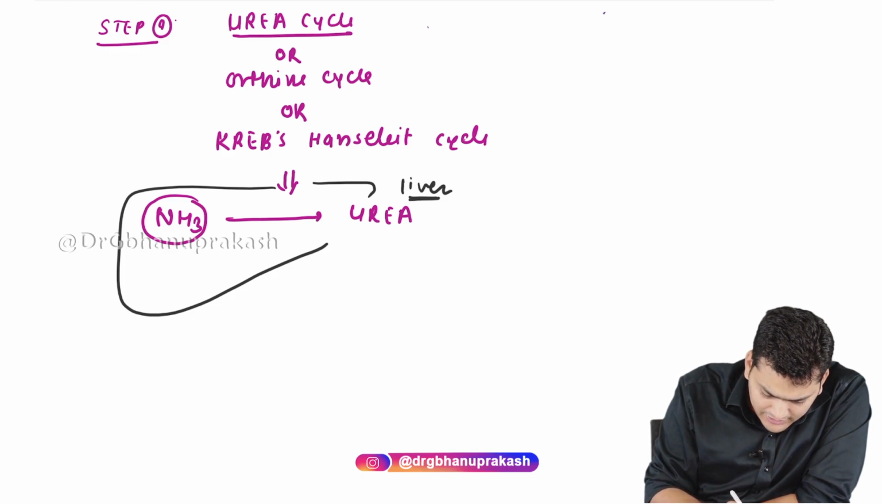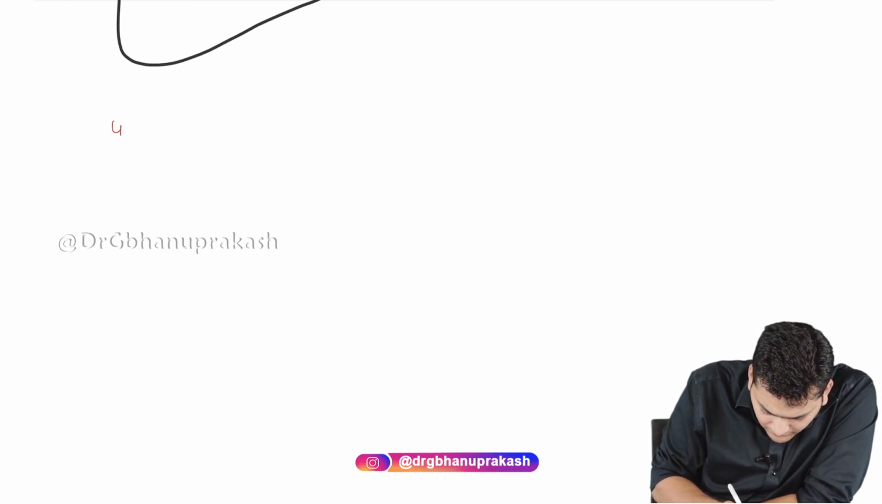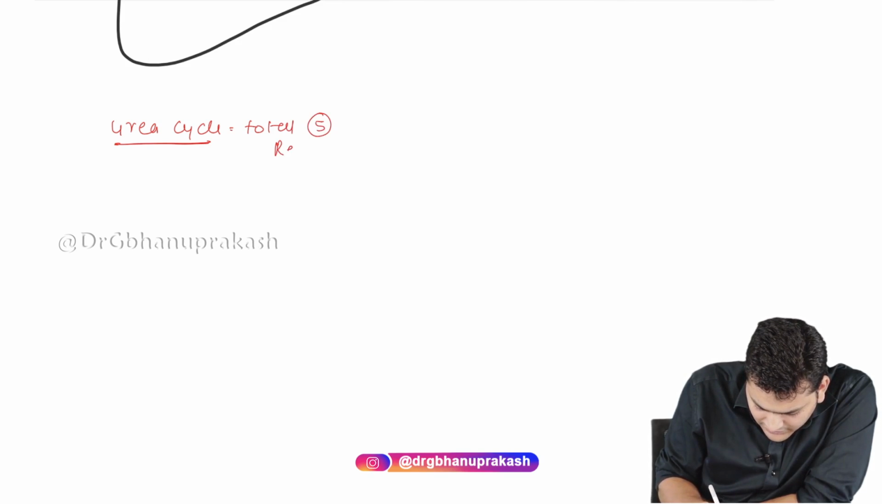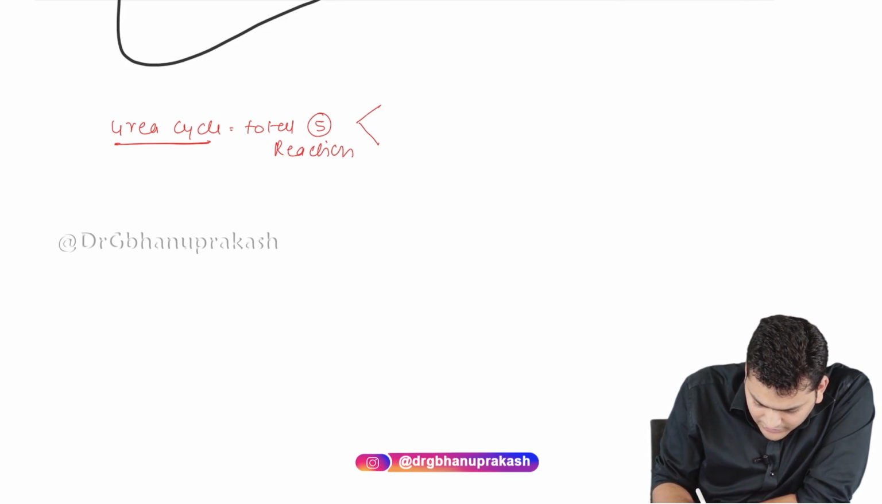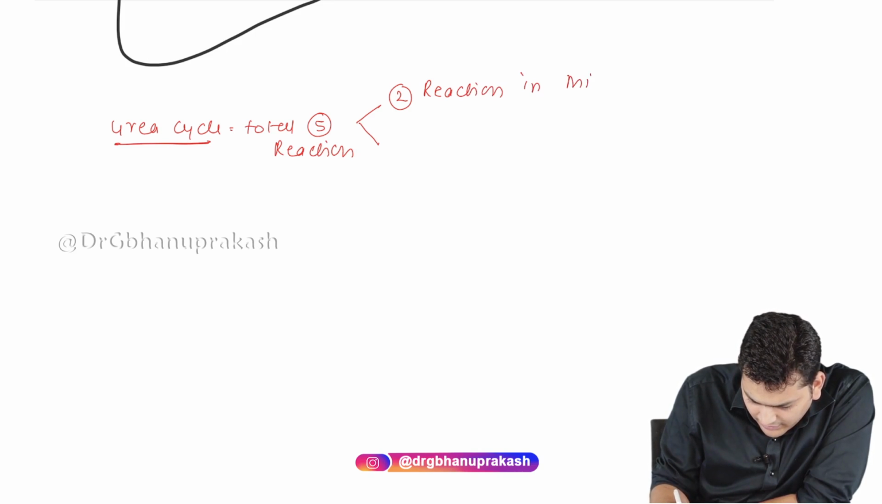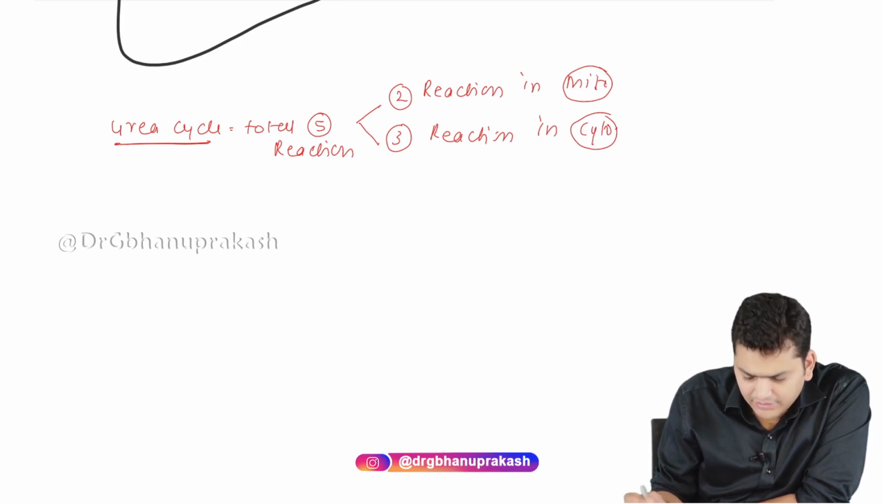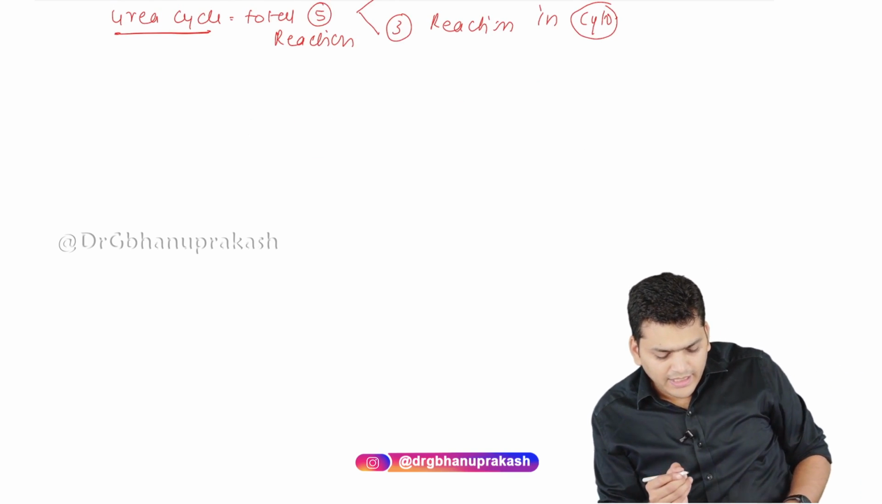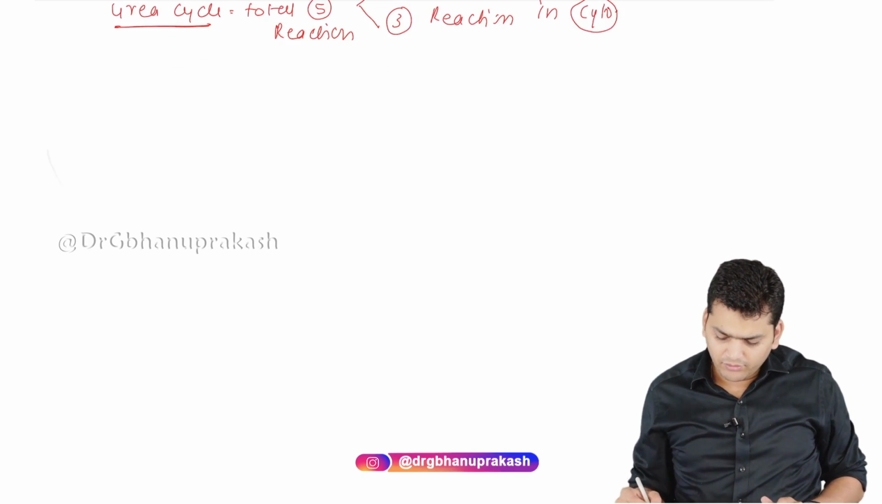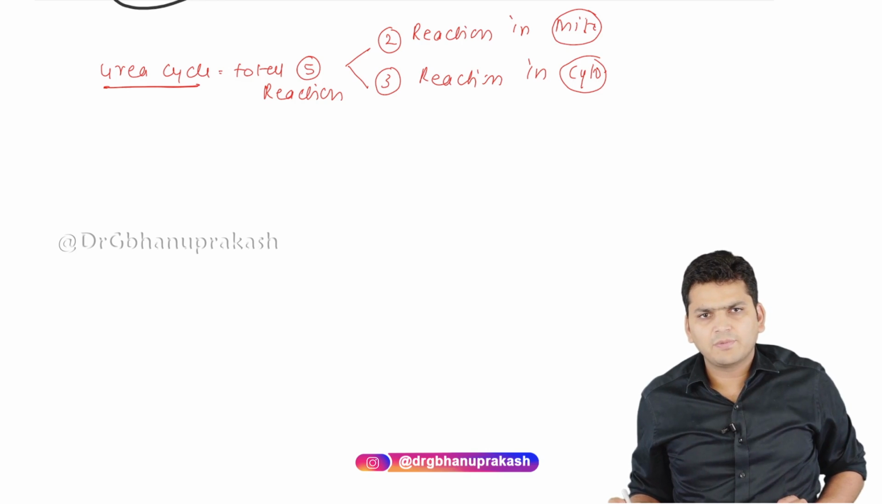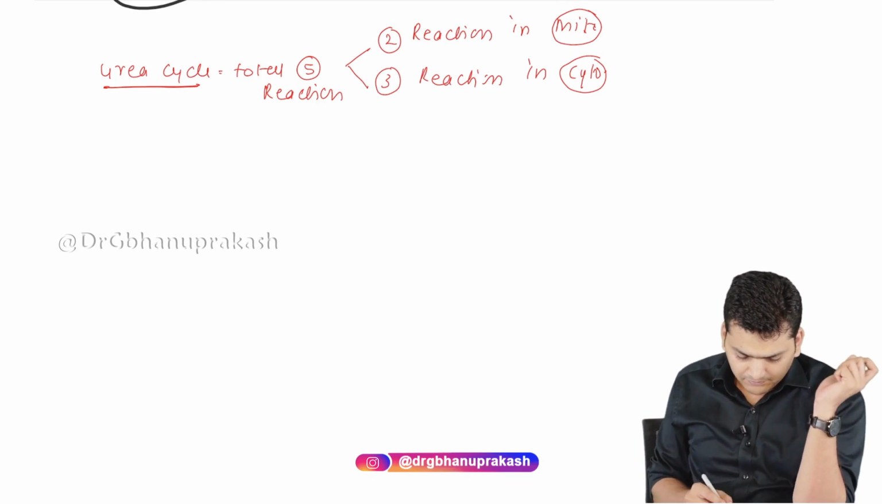To answer that question, I can say that in the urea cycle there are a total of 5 reactions. Out of the 5 reactions, 2 are going to occur in the mitochondria, and the remaining 3 are going to occur in the cytoplasm. The first 2 reactions occur in the mitochondria, and the remaining 3 occur in the cytoplasm. So the urea cycle is a pathway which partly occurs in the mitochondria and partly in the cytoplasm.